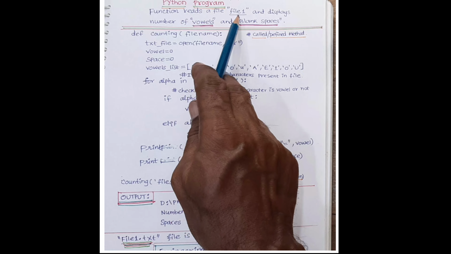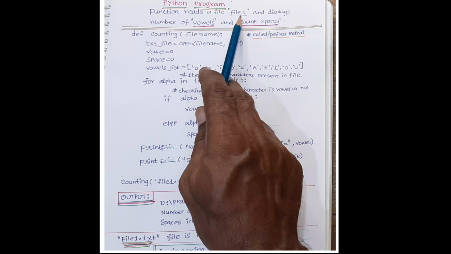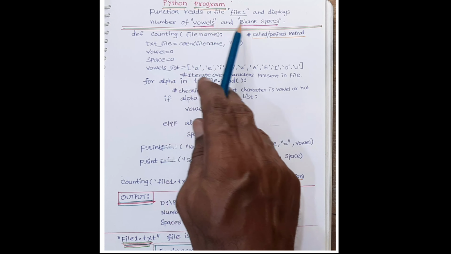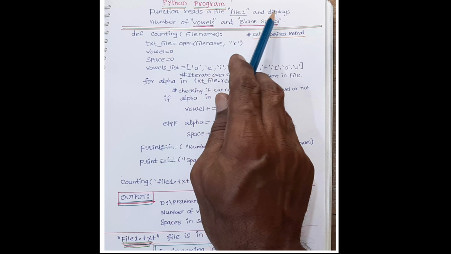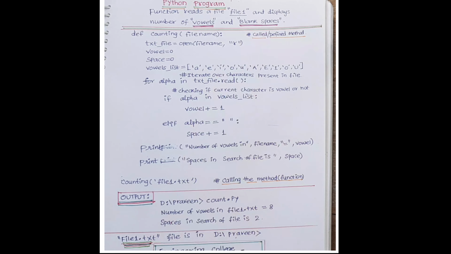Here, we have to read from file1 and display how many vowels and how many blank spaces there are. A function has to read from file1 and display the number of vowels and blank spaces. For that, at the beginning, we have to create a file, that is file1.txt. According to the question, I created file1.txt in the D drive, Praveen directory.